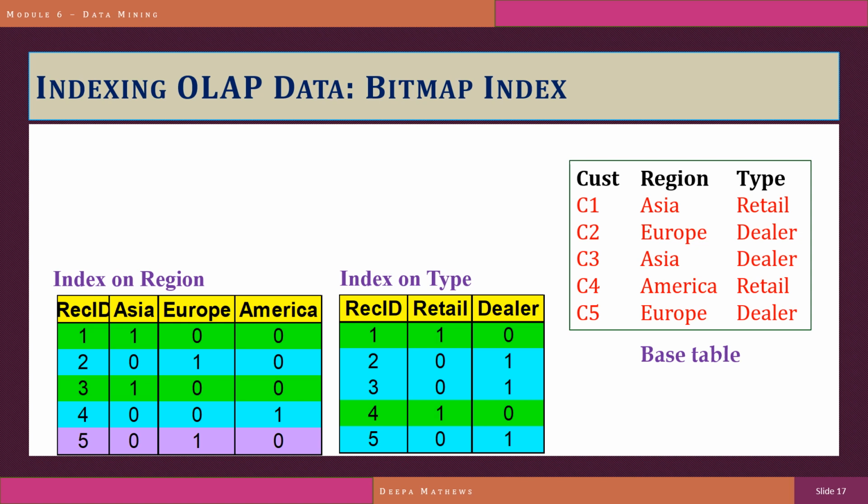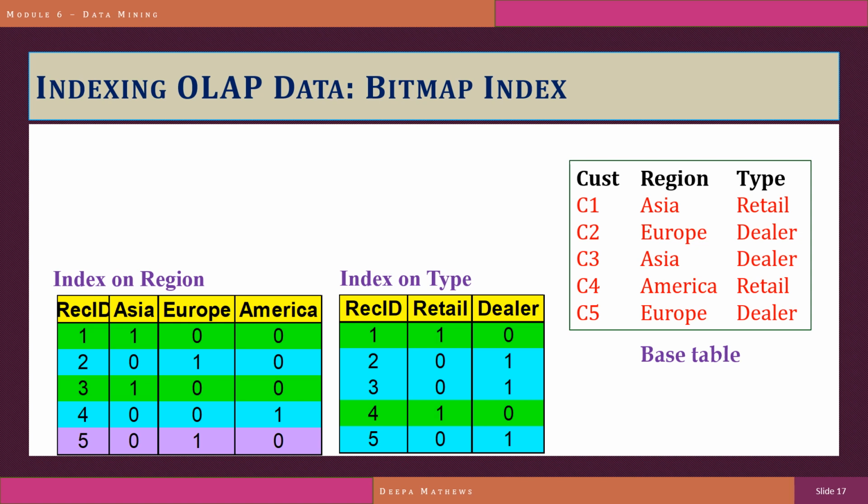Then for the second record ID, the region is Europe, so the corresponding value is set to 1, and for Asia and America we are setting it as 0, right? So for the second record we are getting the combination 0 1 0. Similarly, we can fill out the remaining entries also, right? So that is the index based on the attribute region.